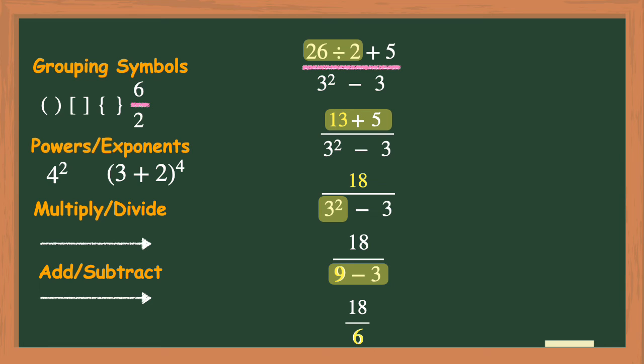Since this fraction is improper, I will simplify it by dividing. 18 divided by 6 is 3. So my answer to this expression is 3. Now see, that fraction really wasn't that scary after all.